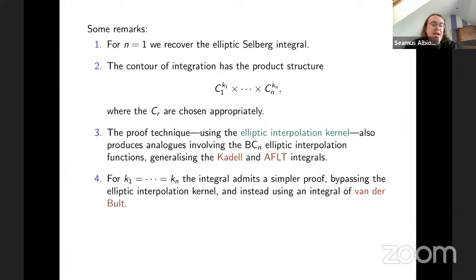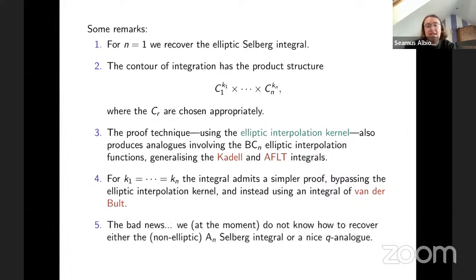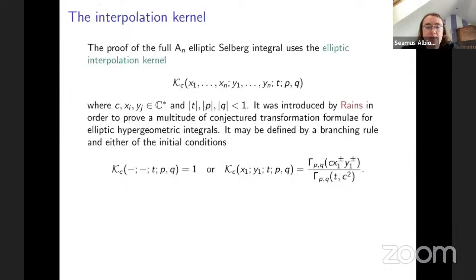And now I want to talk about the proof technique. As I said, the proof uses this thing called the elliptic interpolation kernel. This was a tool that Eric Rains invented to prove a lot of conjectured integral transformations for elliptic hypergeometric integrals. So he introduced this kernel, and it depends on two sets of variables of the same length.